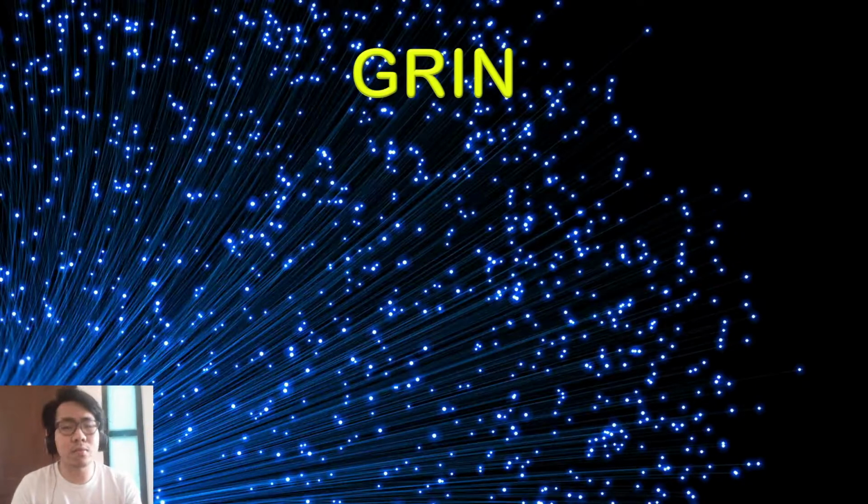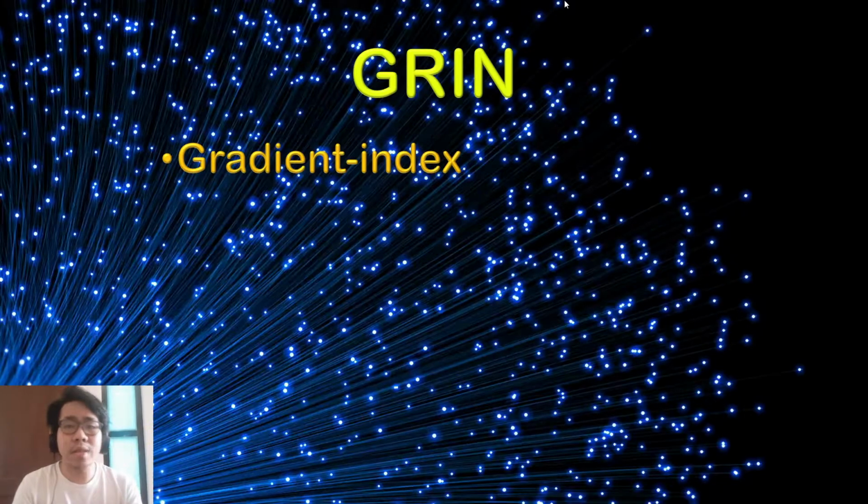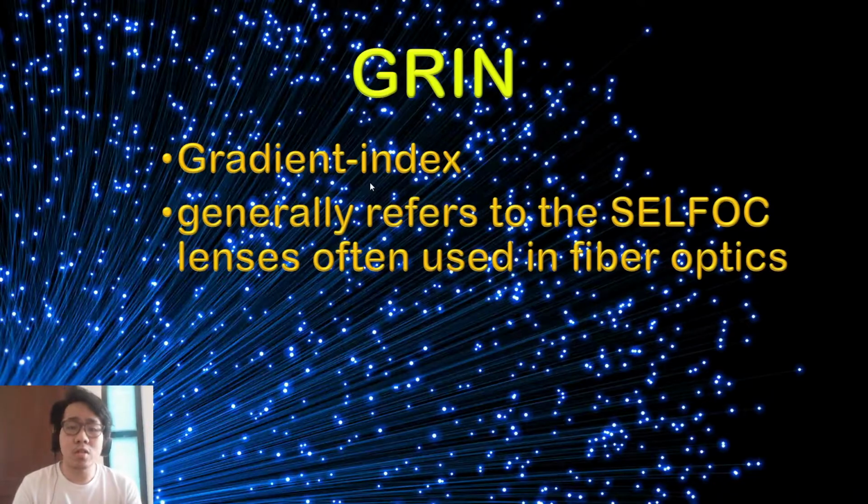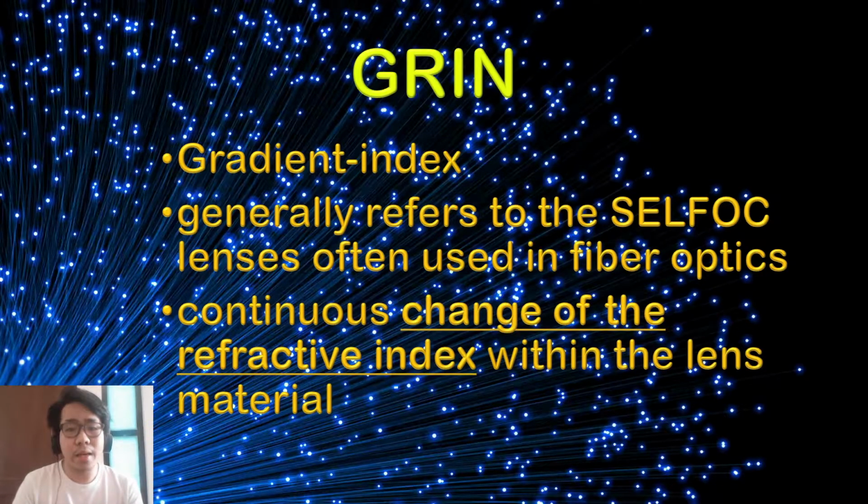Next is the GRIN. GRIN stands for gradient index. Gradient, GR, and IN for index. It generally refers to the self-focus lenses often used in fiber optics. The GRIN here is referred to as a type of lens, and it is defined as the continuous change of the refractive index within the lens material.